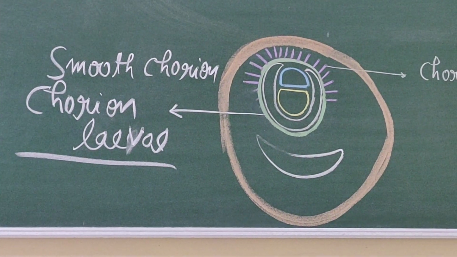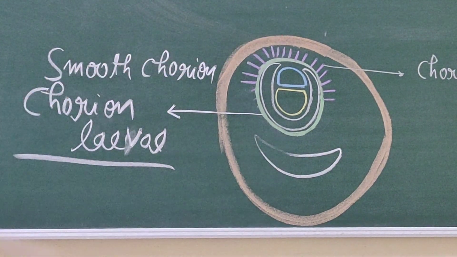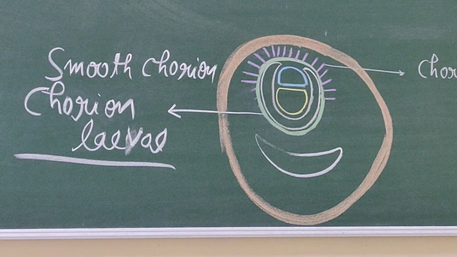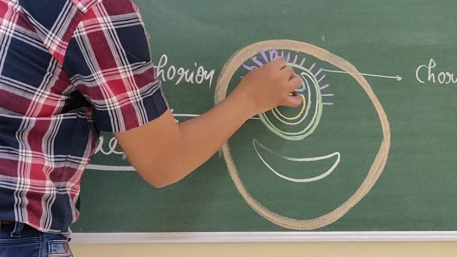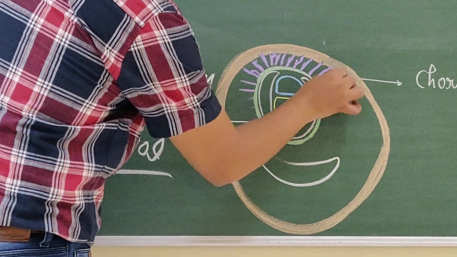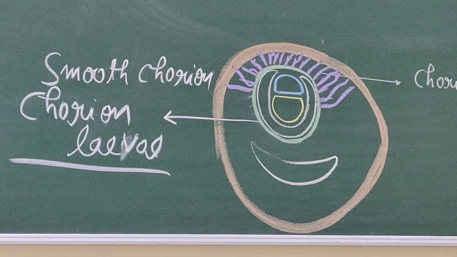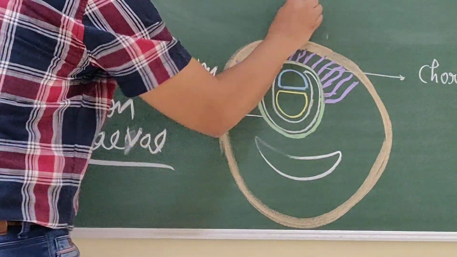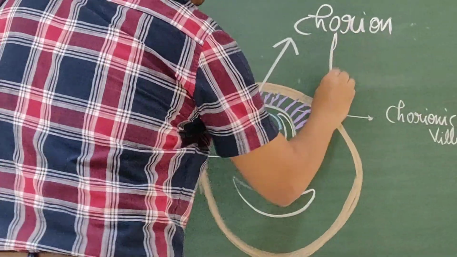While the villi that are present towards the region of the decidua basalis undergo rapid proliferation. They enlarge and they pierce the decidua basalis. They proliferate and these are known as the chorion frondosum.